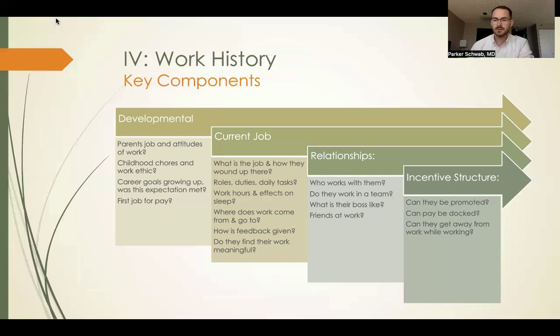You then want to go into incentive structures at work. How are they promoted? Can they be promoted? Is their pay going to be docked if they're not doing a good job, which may be more of a competitive work environment, which could present a lot of stress? And then also, do they have abilities to get away from work while they're at work? So being able to take short breaks if things are stressful, are they able to find ways to cope with work while they're in a stressful environment? And how has that been going so far, and how has that impacted them?